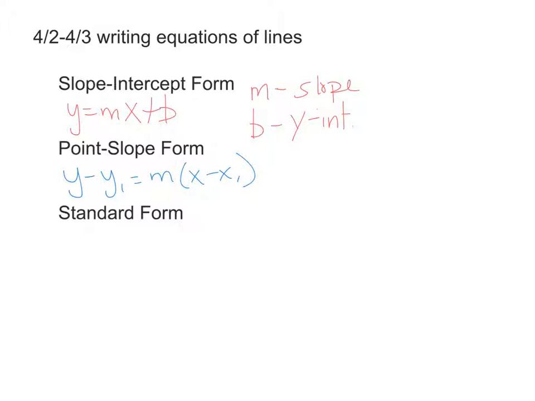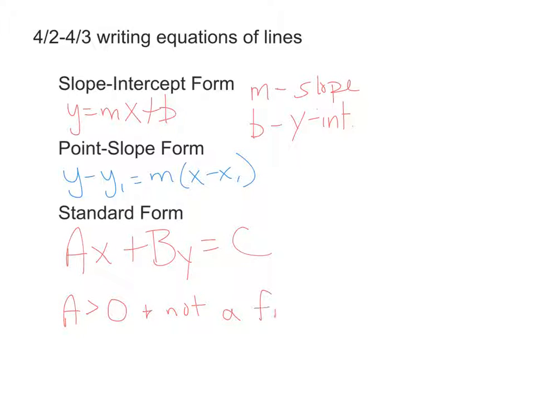Okay, from there we have point-slope form, which is y minus y1 equals m times x minus x1. Again, your m is your slope, your x1, y1 is a point, then you'll get your x and your y. From there, standard form, that's going to be your ax plus by equals c. Remember, a, b, and c need to be integers, and we want a to be greater than 0 and not a fraction. Okay, which is kind of included in the integer part of a, b, and c.